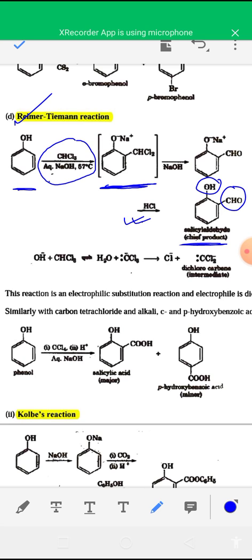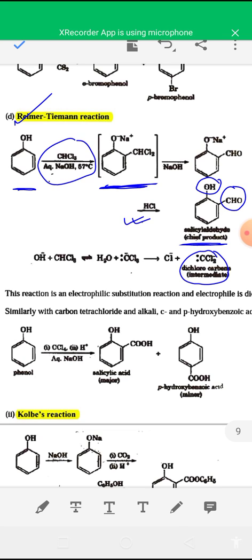Okay, and in the Reimer-Tiemann reaction, the intermediate is this CCl2, dichlorocarbene. So using the Reimer-Tiemann reaction, you can convert phenol to salicylaldehyde. Okay, if you want to introduce one CHO group at the ortho position of phenol, then you have to do this reaction.